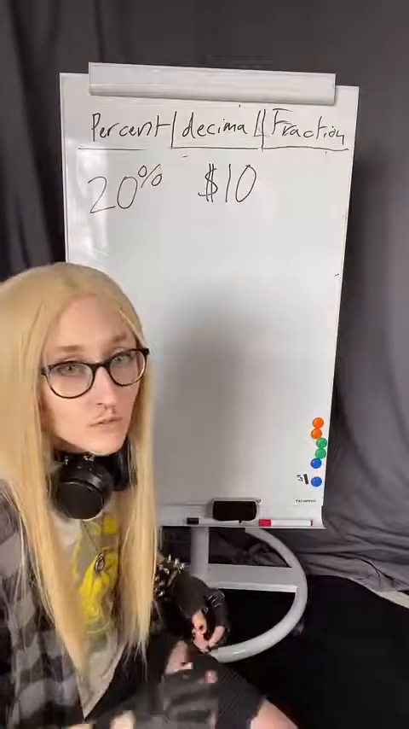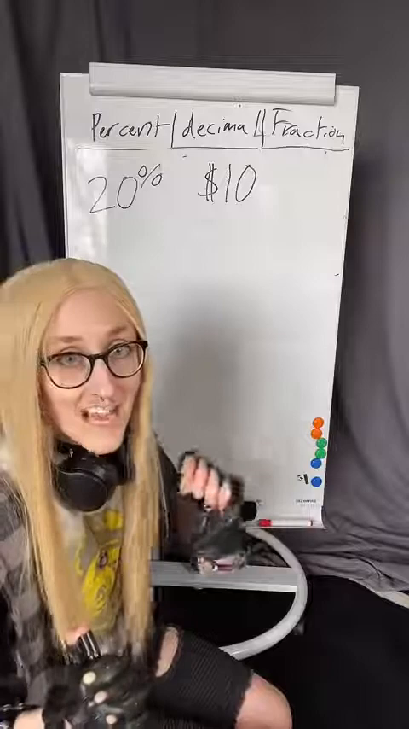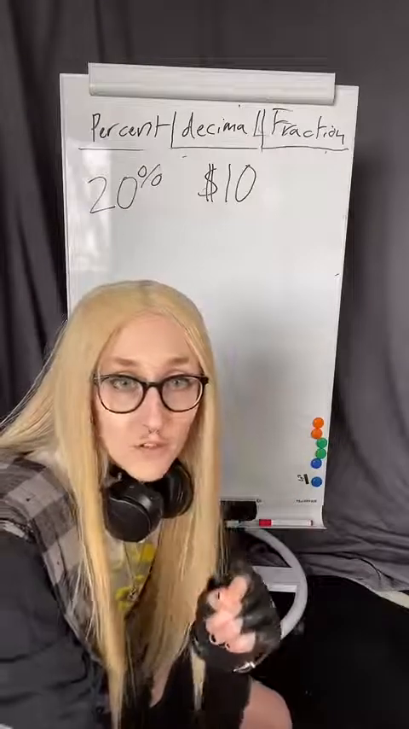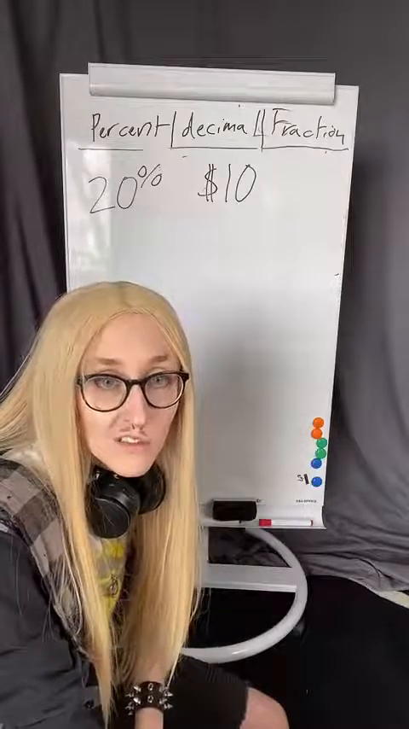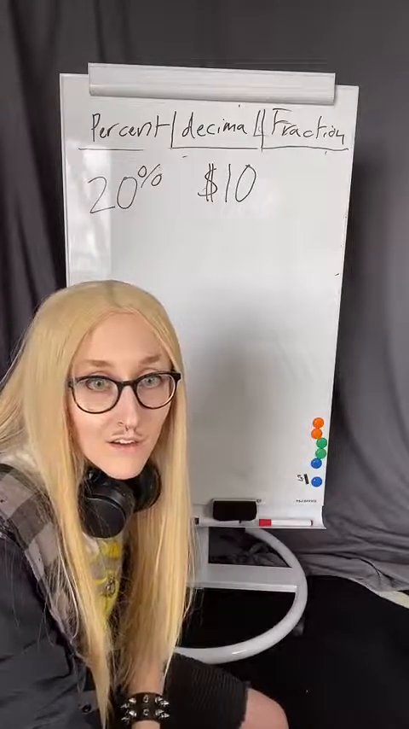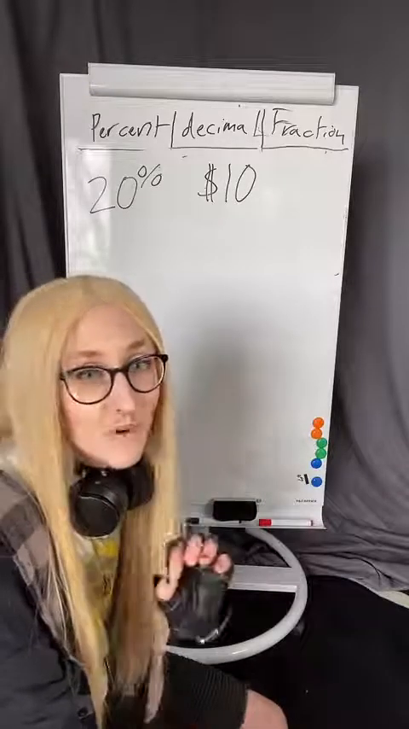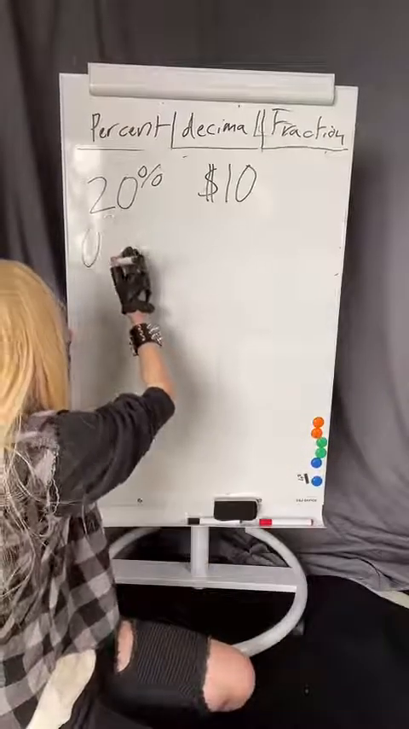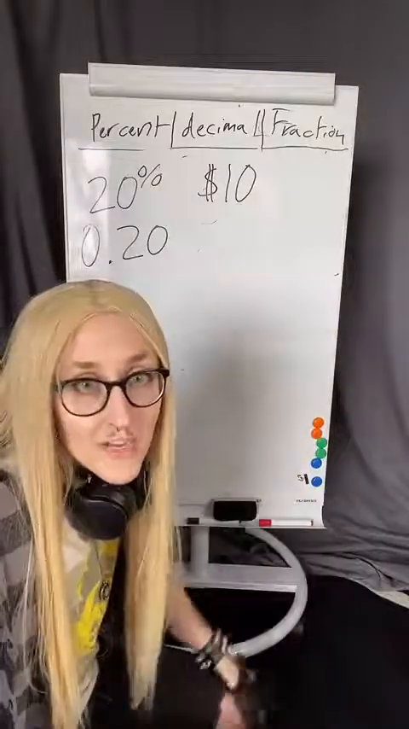If you can't do it in your head, if you don't know what you're going to pay, to figure out how much that discount is taking off, we're going to think about this 20% as a decimal. What is 20% as a decimal? Beautiful, my dears. It's 0.2 or 0.20. Love it. So we're going to take that decimal, 0.2 or 0.20, and we're going to multiply it by 10.